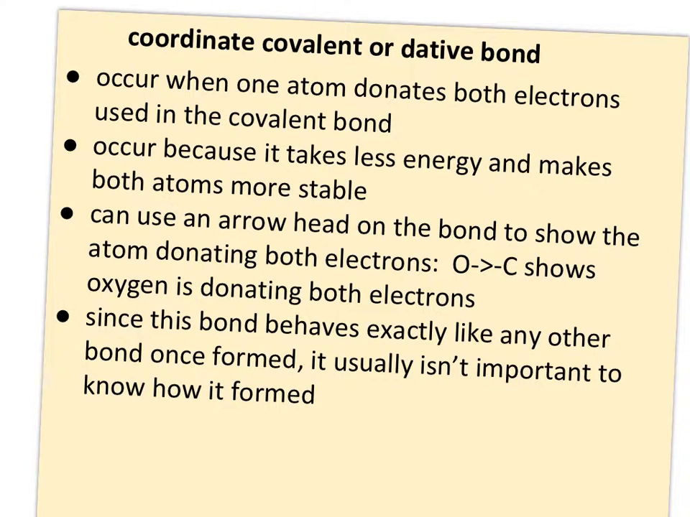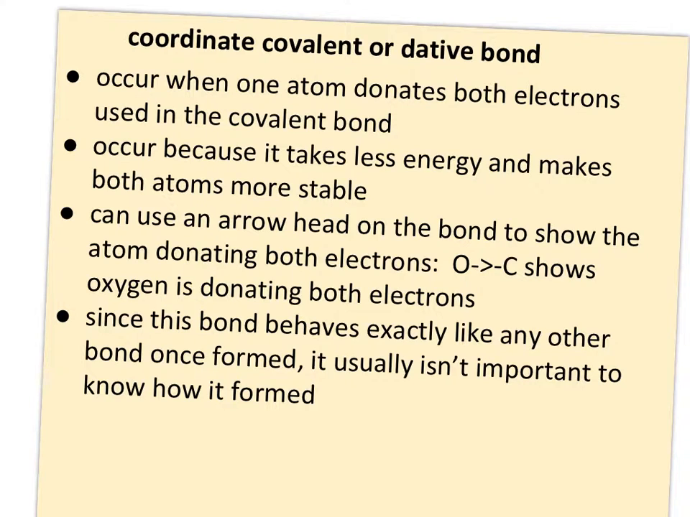So what is a dative bond? It's also called a coordinate covalent bond, and it occurs when one atom donates both the electrons used in the covalent bond. And it really doesn't matter to us, especially if you use the method I just talked about, but it can kind of mess you up. So why would one atom donate both? Because it takes less energy and it makes both atoms more stable.